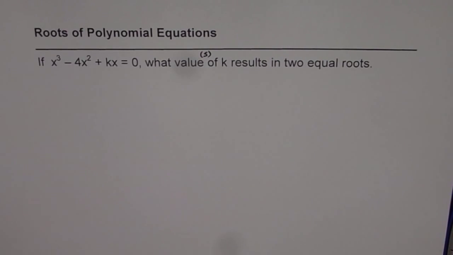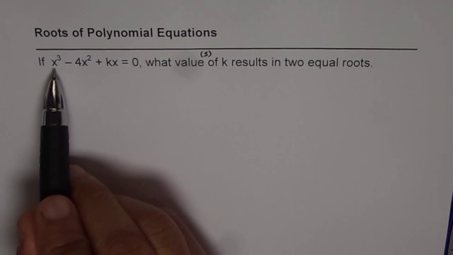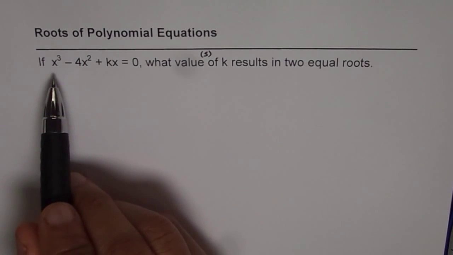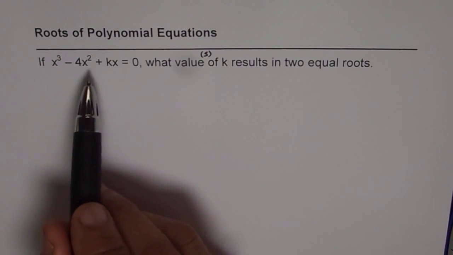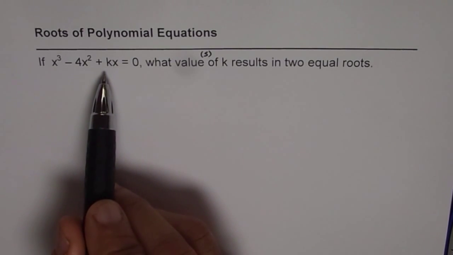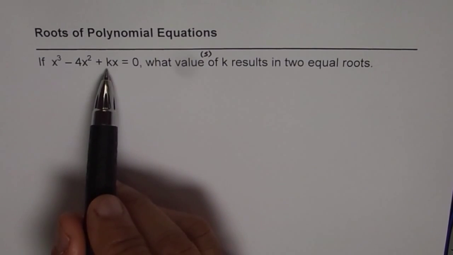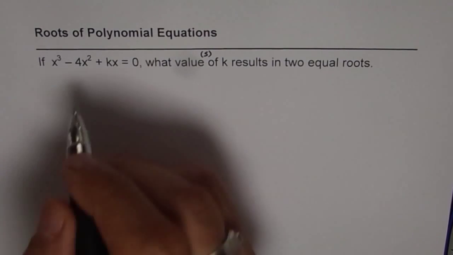To understand the question, this is a degree 3 cubic polynomial, so we are expecting three roots. Out of these three roots, we want the value of k so that two of them are exactly the same. That is the question. What could be the values of k? Okay, so let's look into it.